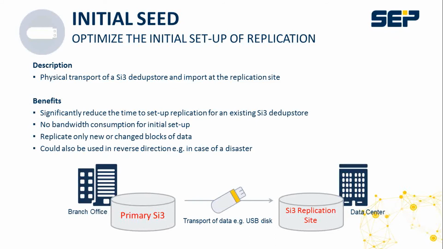And it's also working the other way around. If there is a disaster and you have to provide the replicated data to the branch office because the disaster was in the branch office, you can export the data from the data center and import it on the branch office, and so bringing back all the replicated data. So it's working vice versa in each direction.